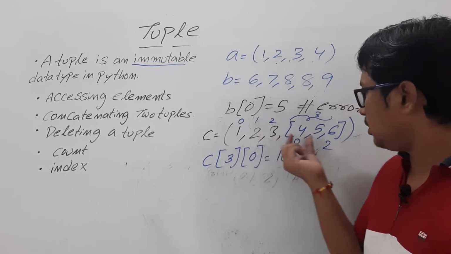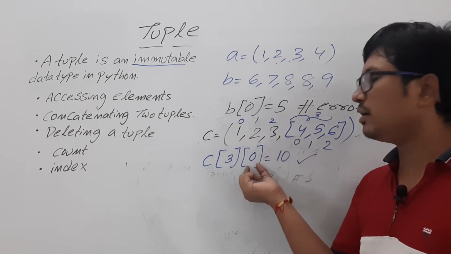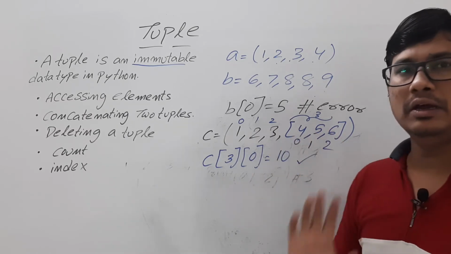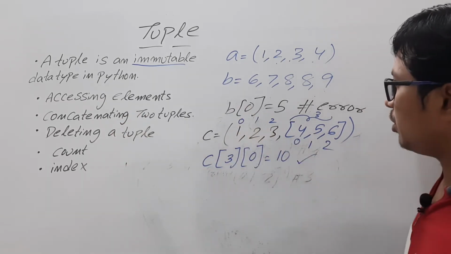Is it clear? This is the third index. Inside the third index, you want to change the 4, so that's why I have represented it as the 0th index. Like this, you can access that one and you can modify it. Is it clear? So this is the way you can modify.